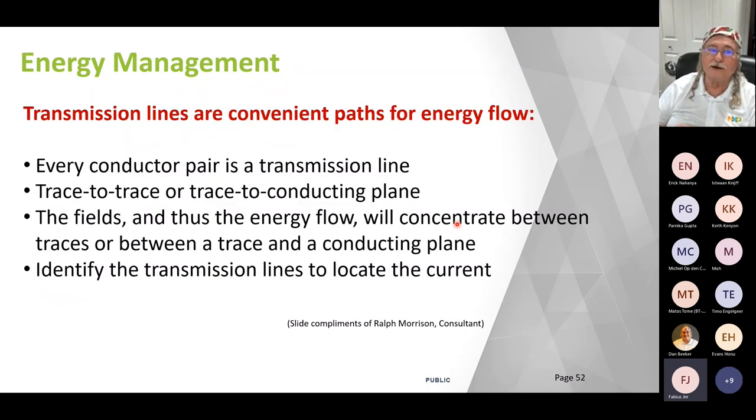Again, every conductor pair is a transmission line, and it can be trace to trace or trace to plane. There will be field between those. The idea of a good circuit board design is that you make it so that all of your signals have a defined transmission line to move through that they prefer to any other place. And we always have some crosstalk and some escaping field because we don't get coax. But again, you're saved by the square of the distance rule. The farther apart they are, the less interaction there is.